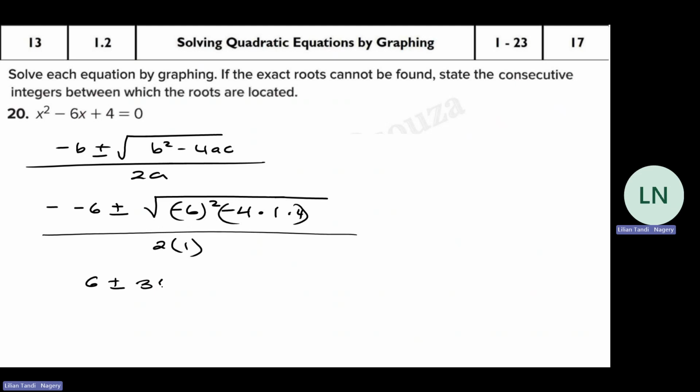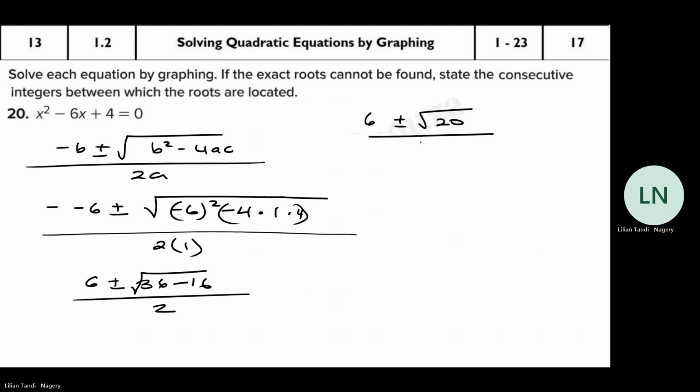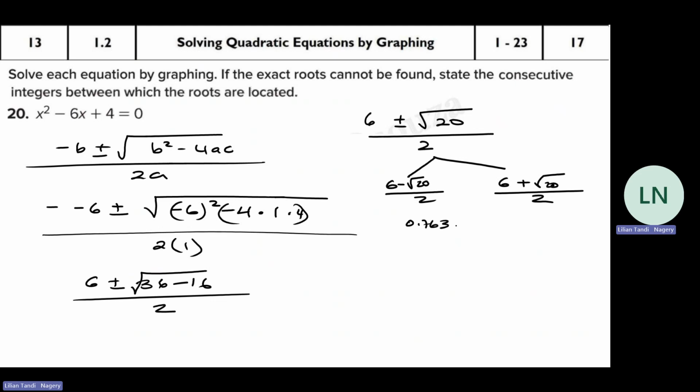6 plus or minus the square root of 36 minus 16, over 2. Then it will be 6 plus or minus the square root of 20 over 2. Your two answers will be 6 minus the square root of 20 over 2 and 6 plus the square root of 20 over 2. You should get 0.763 and 5.23.